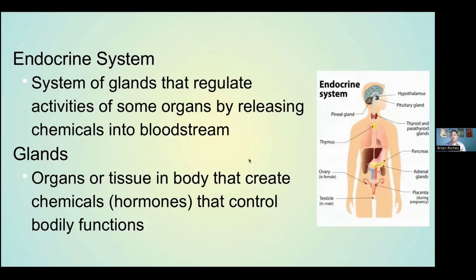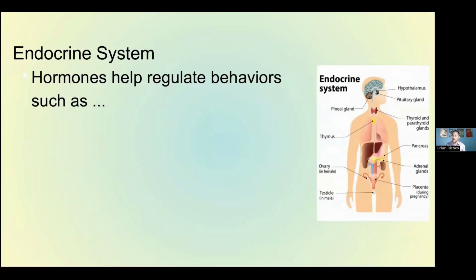So the endocrine system is that system of glands. It regulates our body. It sends messages to our brain. Our brain sends messages to it. And the glands are basically just the organs that create the chemicals that control body functions. So a couple of the different ones really quickly.